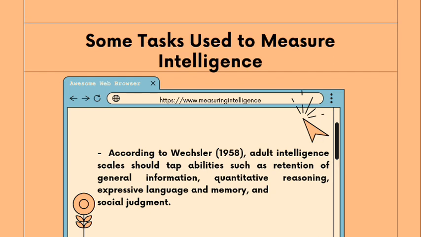So, according to Wechsler in 1958, he proposed that adult intelligence skills should tap abilities such as retention of general information, quantitative reasoning, expressive language and memory, and social judgment. The types of tasks used to reach these measurement objectives on the Wechsler scale for adults are the same as many of the tasks used on the Wechsler scales for children, although the content of specific items may vary. Note that tests of intelligence are seldom administered to adults for purposes of educational placement.